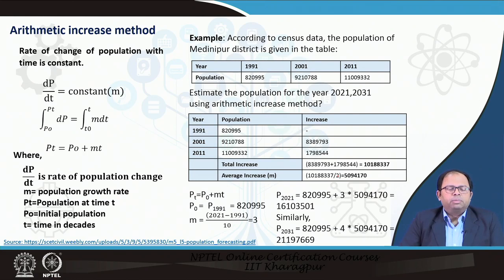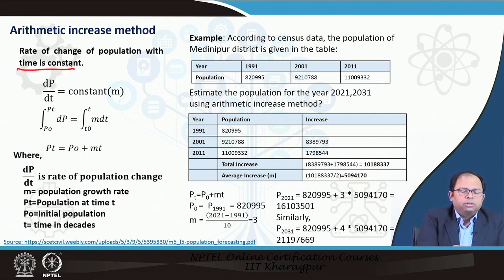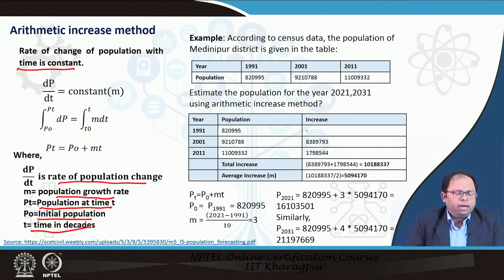So in the arithmetic increase method, which is pretty straightforward, the rate of change of population with time is constant. So dP by dt is the rate of population change, and m is the population growth rate, Pt is the population at time t, P0 is the initial population, and t is time in decades, or it could even be every year, doesn't matter. So we see that Pt is equal to P0 plus mt. P0 is the initial population, and mt is just multiplying the population growth rate with the time period.